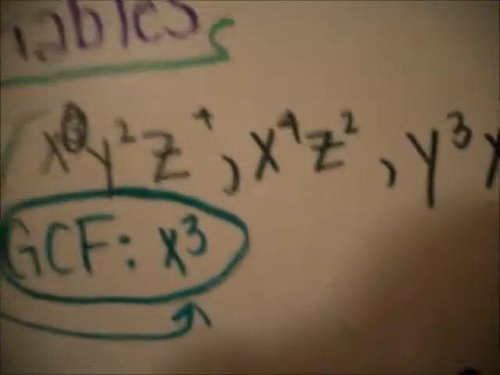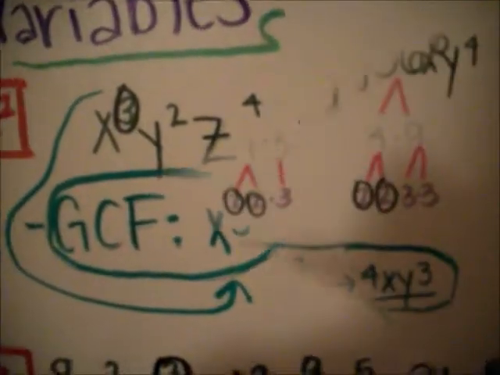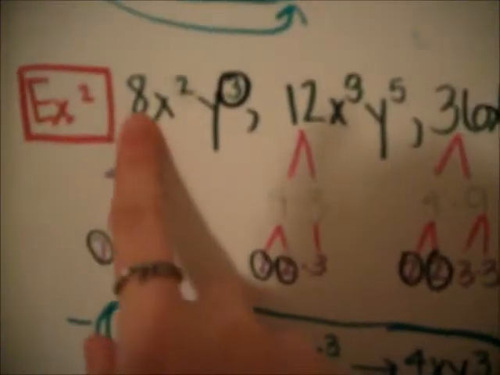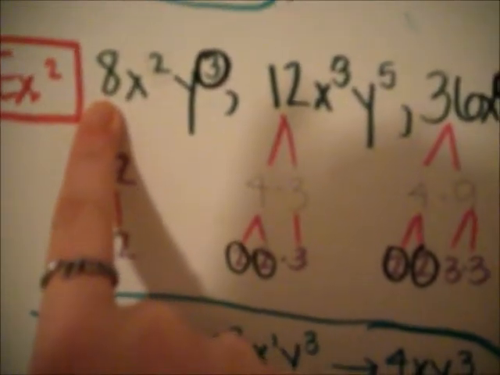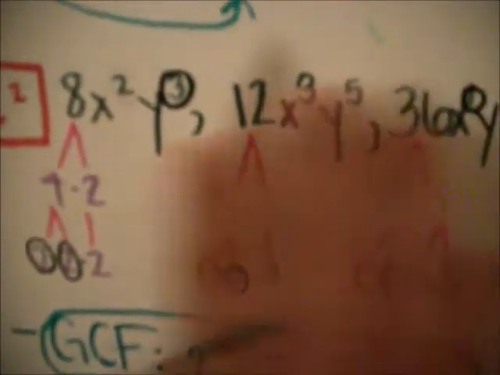So the greatest common factor of that problem, of all the terms, is x to the third power. Okay, here's the second problem, and this one's a little tricky. Since these terms have a number in front of all of them, you have to break it down to see if there's a common factor between the numbers as well as variables and exponents.